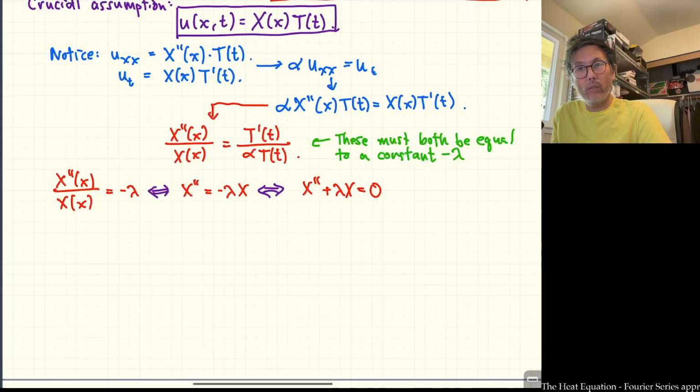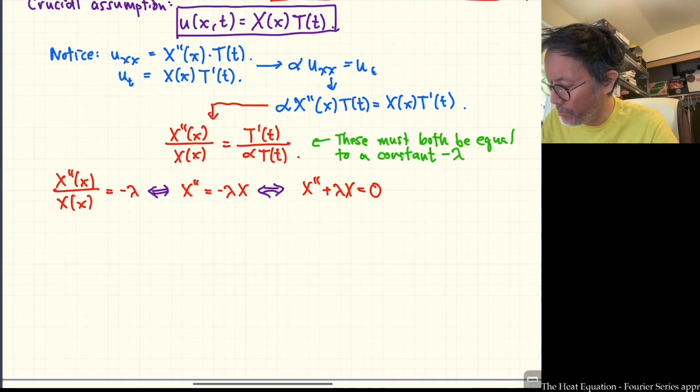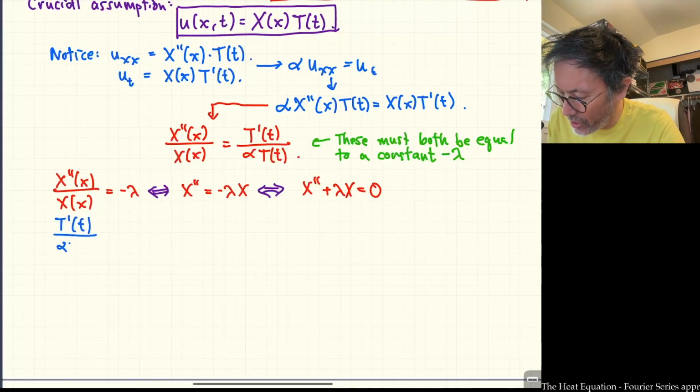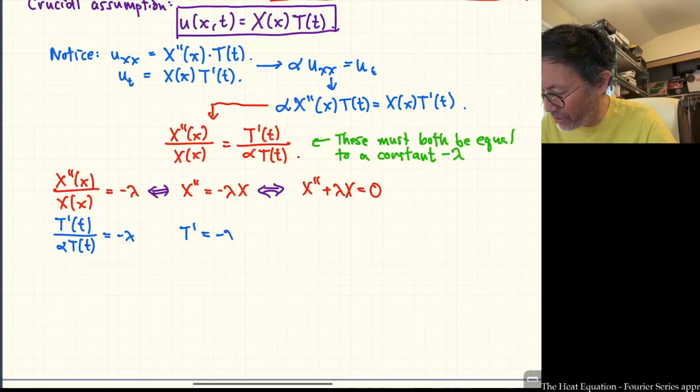We'll talk about boundary conditions on this equation in just a moment. Let me do the other one next. The other one is T prime of t over alpha T of t is equal to the same negative lambda. I'm going to again suppress the "of t" bit, and what we learn is that T prime is equal to negative lambda times alpha times T.